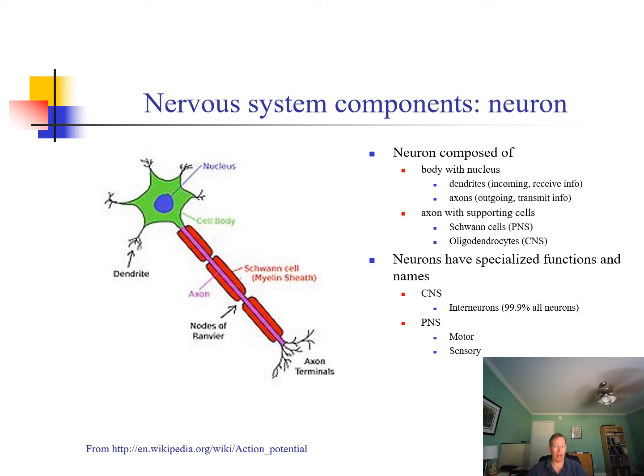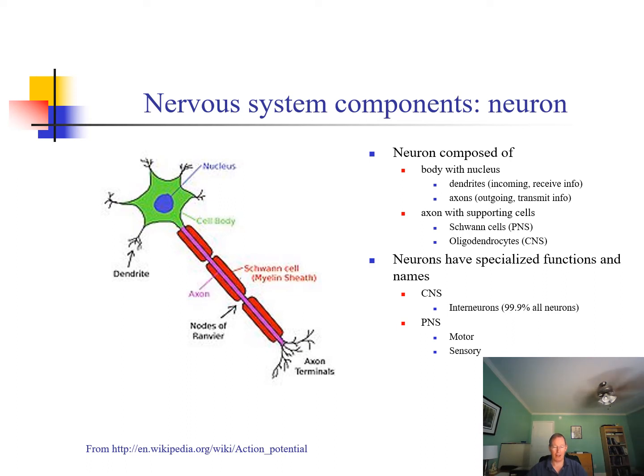That's a long way, and you need supporting cells to deal with that. And those supporting cells are called glial cells. Now, there are supporting glial cells that envelop the axon. In the peripheral nervous system, those are called Schwann cells. And in the central nervous system, those are called oligodendrocytes. And they wrap around the axon and help support it, and also help facilitate rapid conduction of the signal along it.